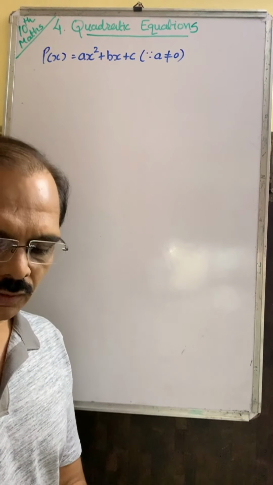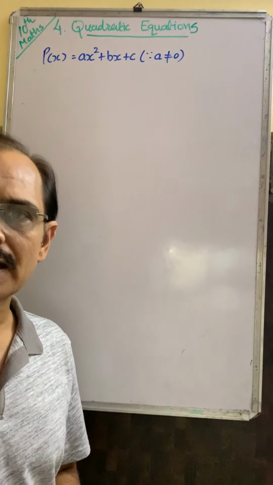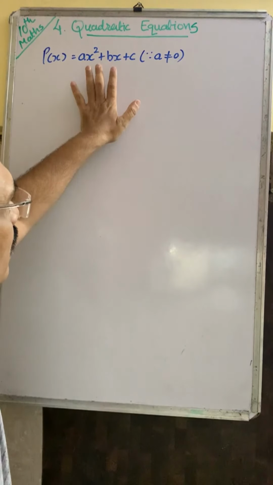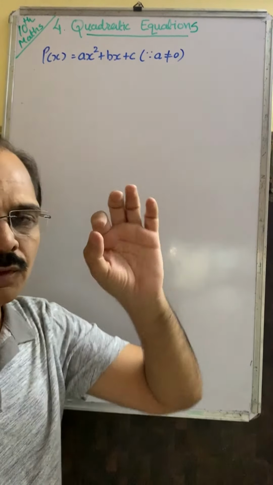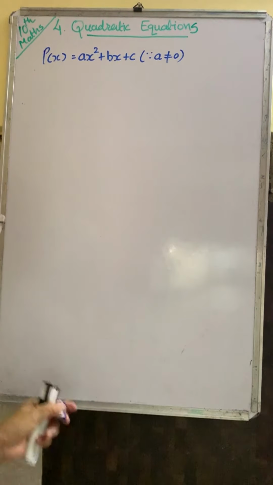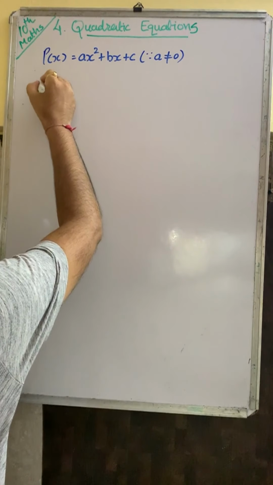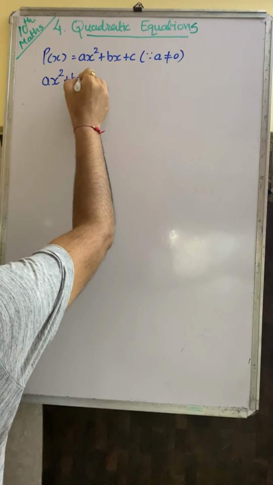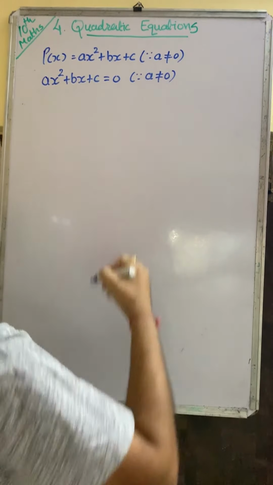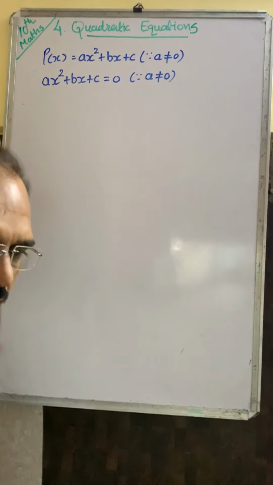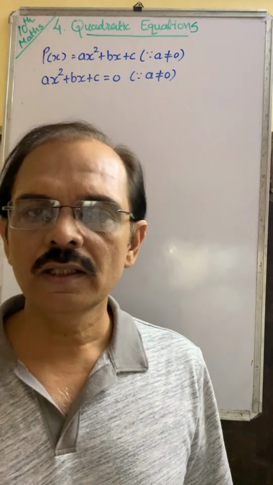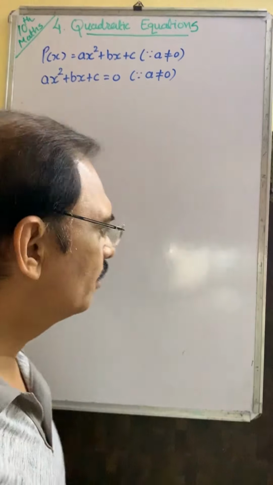Okay? So now remember, ax square plus bx plus c is called a polynomial. But if you equate this to 0, then it is called an equation. This is the difference between polynomial and equation. Ax square plus bx plus c equals 0, and once again the condition remains as it is, a not equal to 0, then it is called a quadratic equation. Remember one thing, quadratic equation means what? The equation having degree 2 or highest power 2.